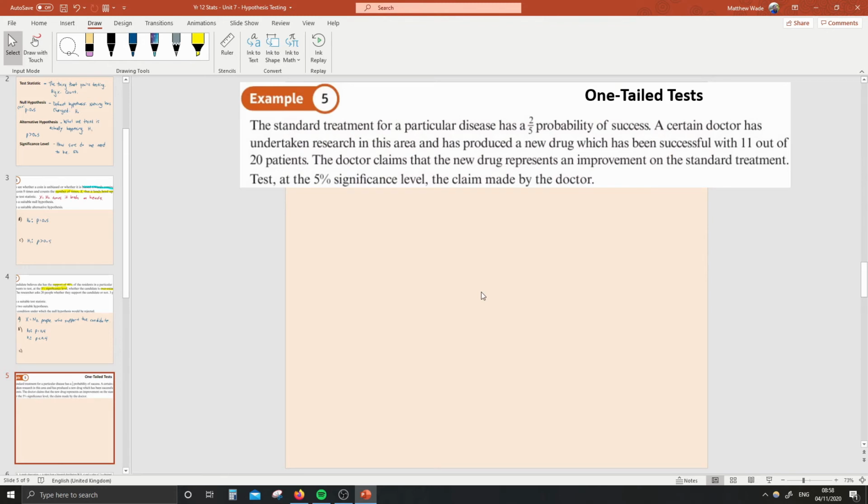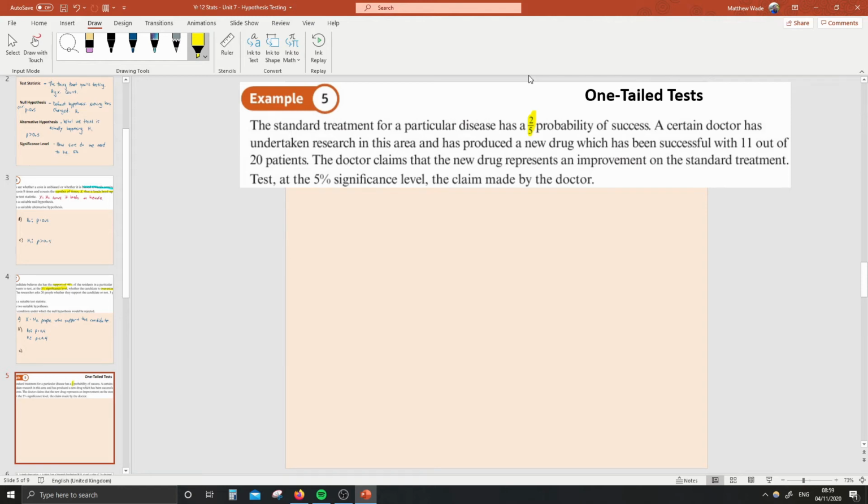Okay. Now here we go. If you can do this, you're flying. This is the hardest thing in the whole course. How exciting. Okay. Here's what it says. It says the standard treatment for a particular disease has 2/5 probability of success. Cool. I'm just going to highlight as we go along so we can read faster. 2/5 probability of success. A certain doctor has undertaken research in this area and produced a new drug, which he believes has been successful.